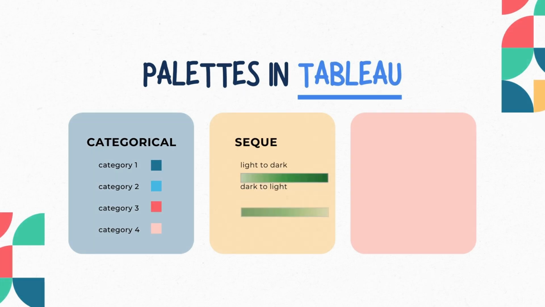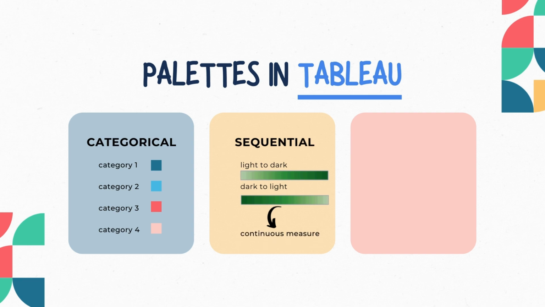The other one is a sequential color palette. Now, as the name suggests again, this shows you a sequence of color. So, ranging from light to dark or dark to light color is what you can see in a sequential color palette. This is mainly used for a continuous measure value.